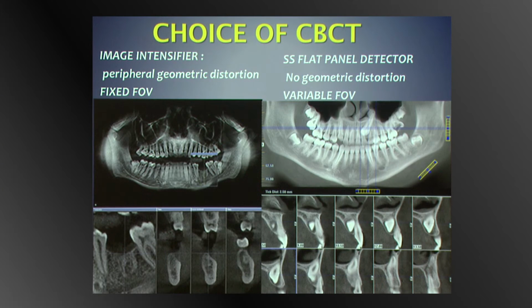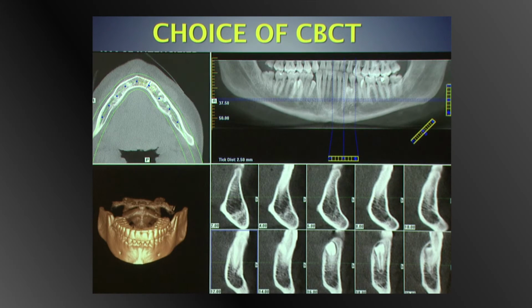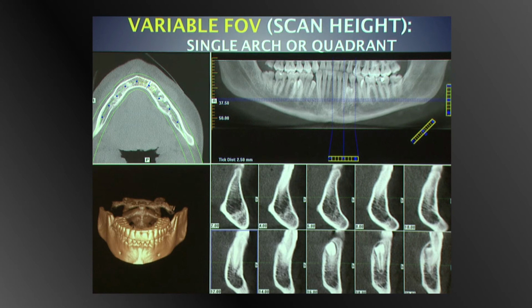Now, this is comparing image intensifier cone beam with flat panel detector, and they're like chalk and cheese. So these have largely gone, the fixed field of view, image intensifier related systems, a lot of geometric distortion at the periphery of the image. And again, you should be able to vary your volume. You can vary your radial recons, just like doing a CT. You can do panoramas, just like a CT dental scan, and you can do 3Ds, just like CT.